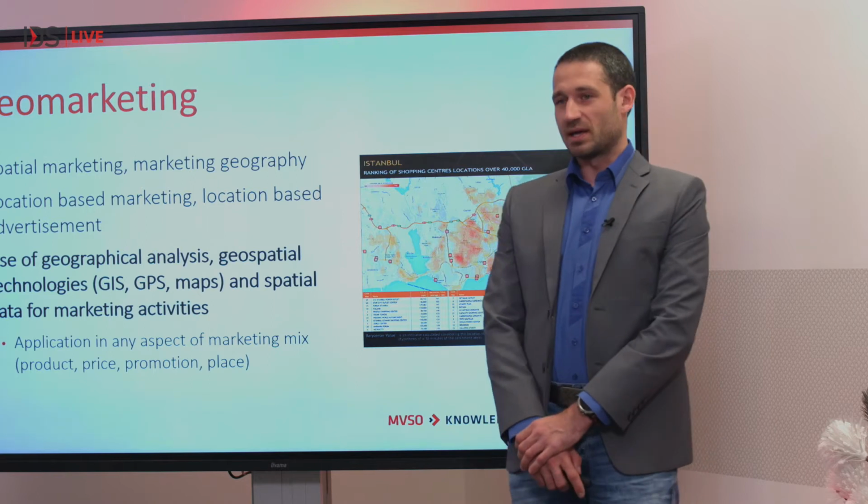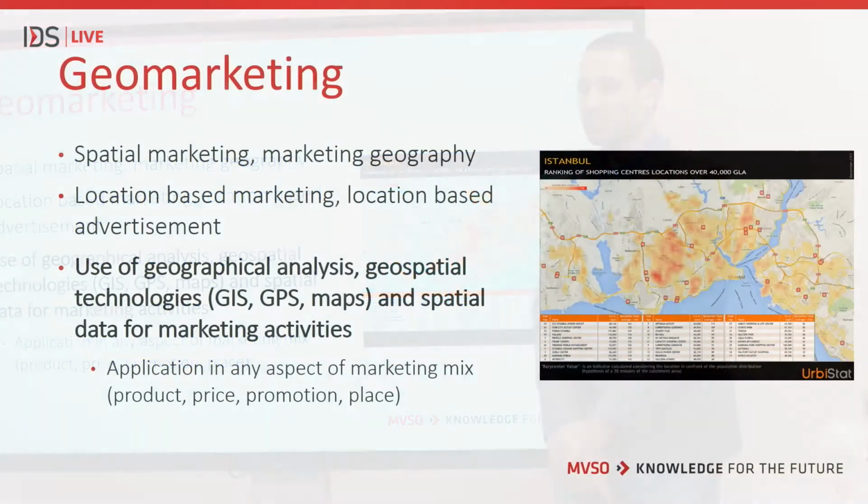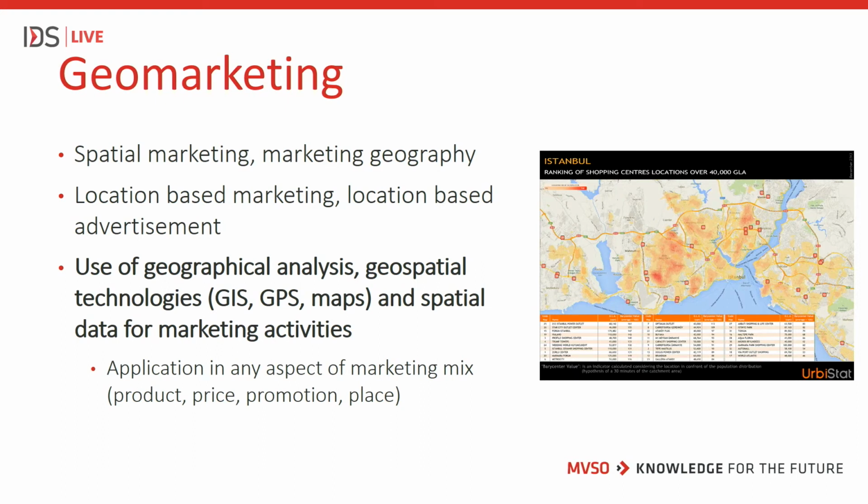First of all, talking about geomarketing, you can meet a lot of terms that are connected with this issue. In some documents, books, or papers, you can read that it's spatial marketing, sometimes marketing geography, sometimes location-based marketing. But what is common for all of these terms is the use of geographical analysis and especially the use of different geospatial technologies like geographical information systems, GPS, and especially maps. All these technological things can be applied in any aspect of the marketing mix.